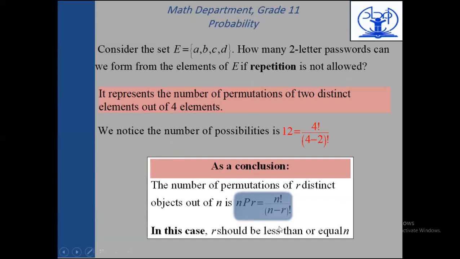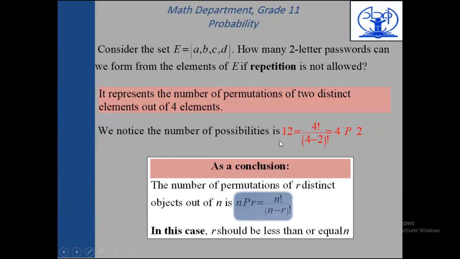This notation, P(R, N), is read as permuting R out of N, or permutation of R elements out of N. It has a formula, N factorial over (N minus R) factorial. In this case, R should be less than or equal to N. For sure, you cannot permute 5 elements out of 2. You permute 2 out of 5, or 5 out of 5.